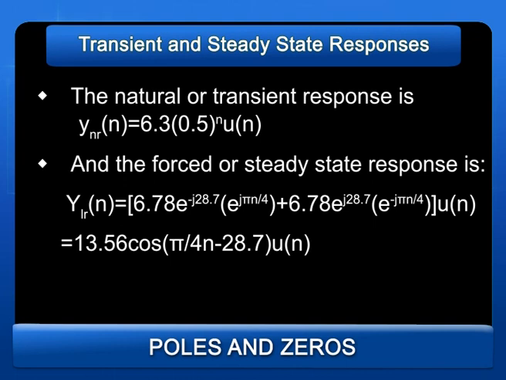If you look at this, we spoke about a weighing factor being present in the case of a forced response. So the forced response, given by y_fr of n, is equal to 6.78 e to the power of minus j 28.7 e to the power of j pi n by 4 plus 6.78 e to the power of j 28.7 multiplied by e to the power of minus j pi n by 4, all this u of n. If you add this, you will get a value equal to 13.56 cos of pi by 4 n minus 28.7, u of n. So it is weighed by a factor 13.56.